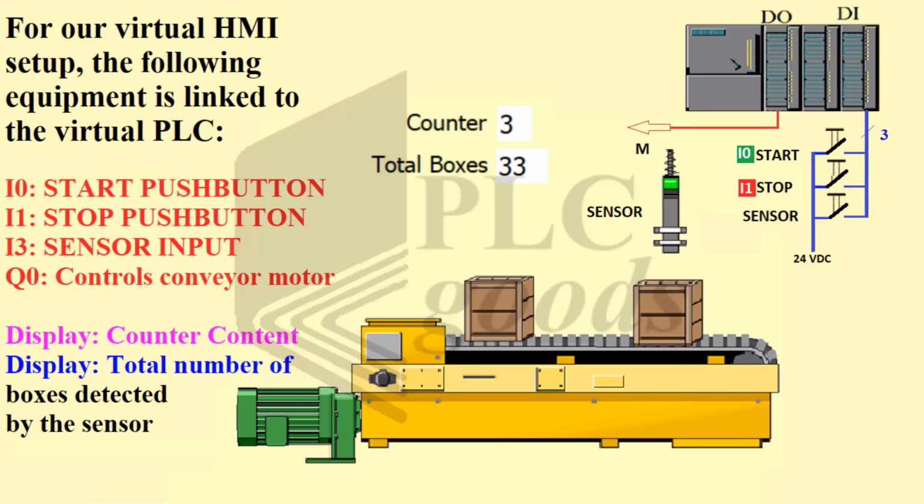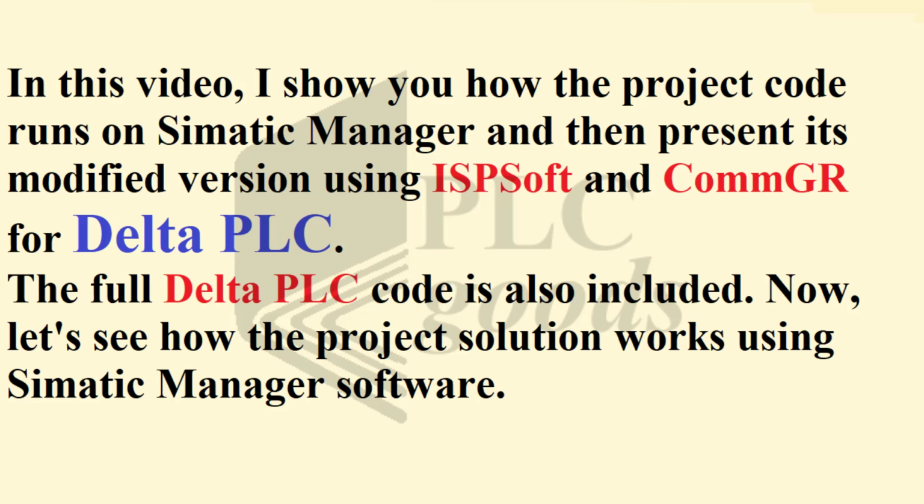For our virtual HMI setup, the following equipment is linked to the virtual PLC. I0, a start push button. I1, a stop push button. I2, sensor input. Q0 controls the conveyor motor. Display counter content. Display total number of boxes detected by the sensor. In this video, I show you how the project code runs on Schematic Manager and then present its modified version using ISPsoft and ComGR for Delta PLC. The full Delta PLC code is also included.